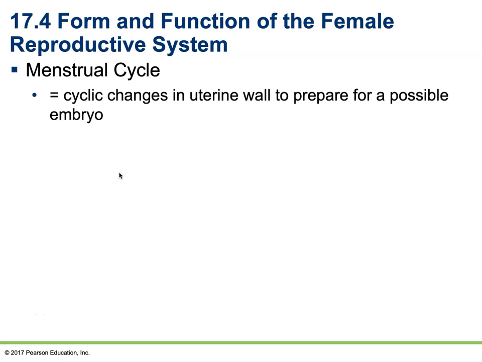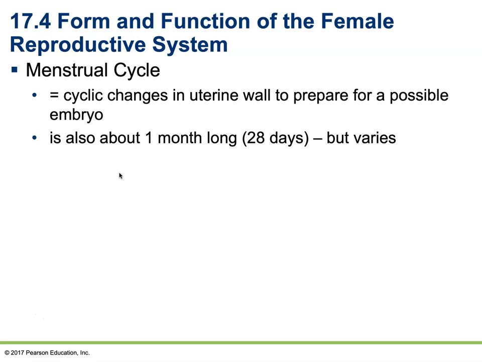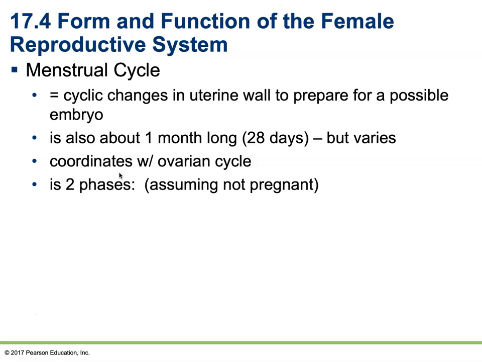So the menstrual cycle is going to be the cyclic changes in the uterine wall to prepare for the possible embryo. This is also about one month long, 28 days, but it can vary in length. It is coordinated with the ovarian cycle, but separate from the ovarian cycle. It occurs in two phases, assuming that they're not pregnant. Menstruation occurs in days 1 through 7.